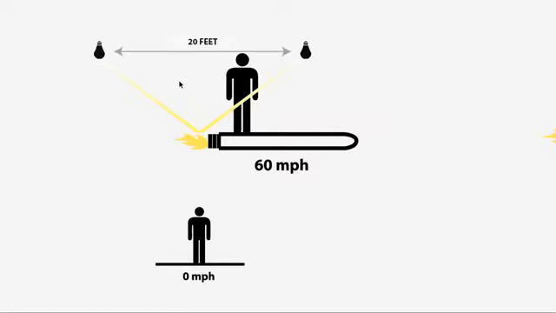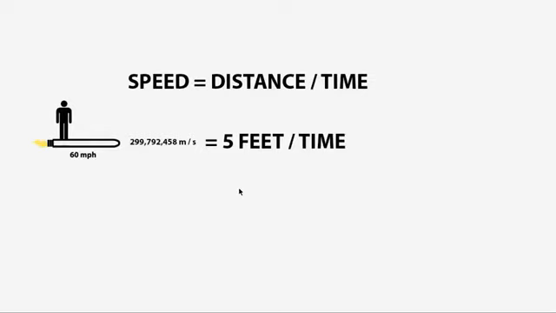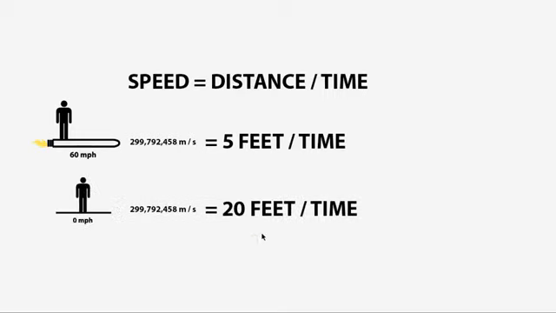Now this is where the theory of relativity gets interesting. If we consider the equation speed equals distance divided by time. If we're the person in the rocket, the speed is the same as the speed of light and the distance is 5 feet. If we're the observer, the speed of light is the same and the distance is 20 feet.